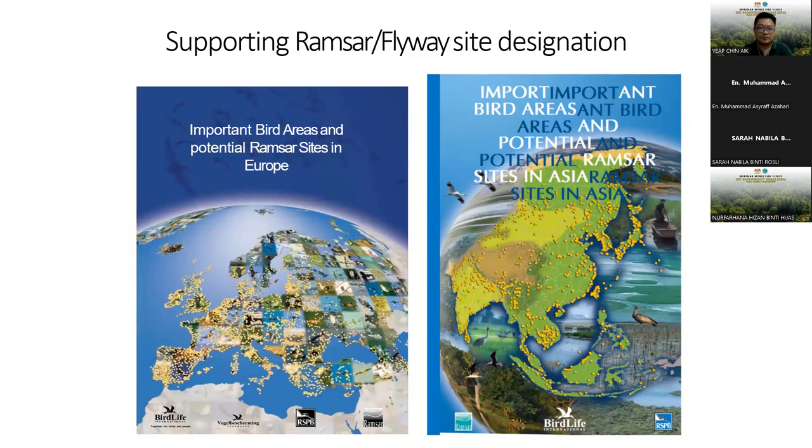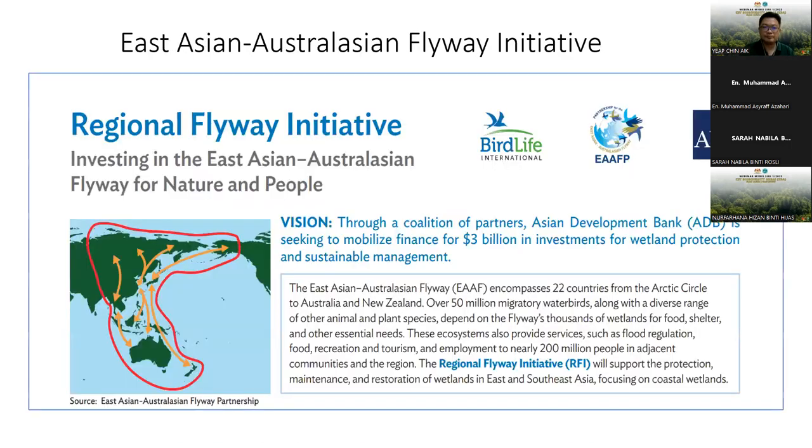There are also criteria for the selection of Ramsar, and some of those criteria have synergies. So that is why when you identify, for example, the Pesisiran Pantai Selangor, North Central Selangor Coast, as an IBA for Malaysia, it can easily qualify as a Ramsar site or as a flyway site for Malaysia as well.